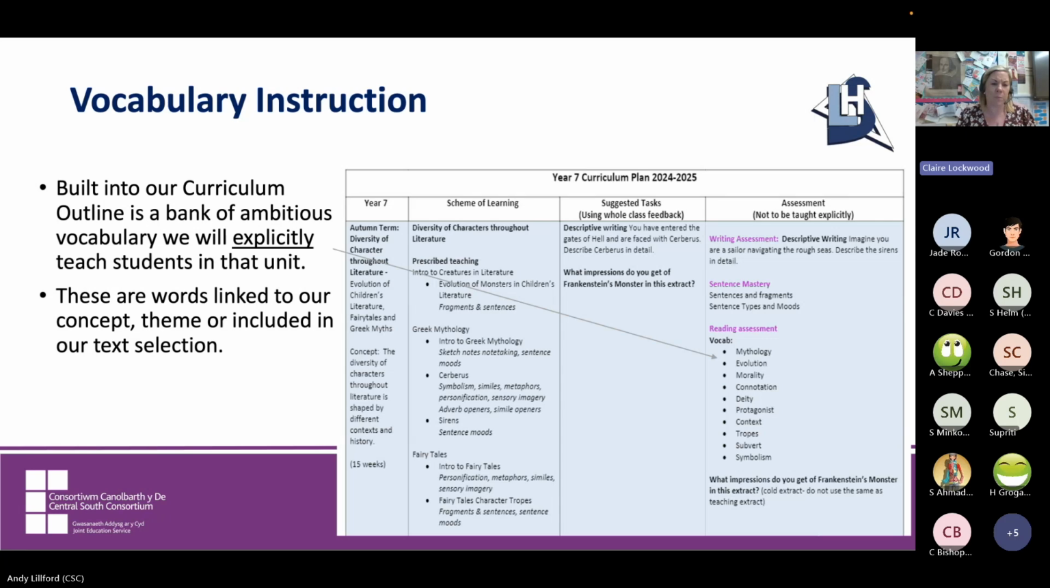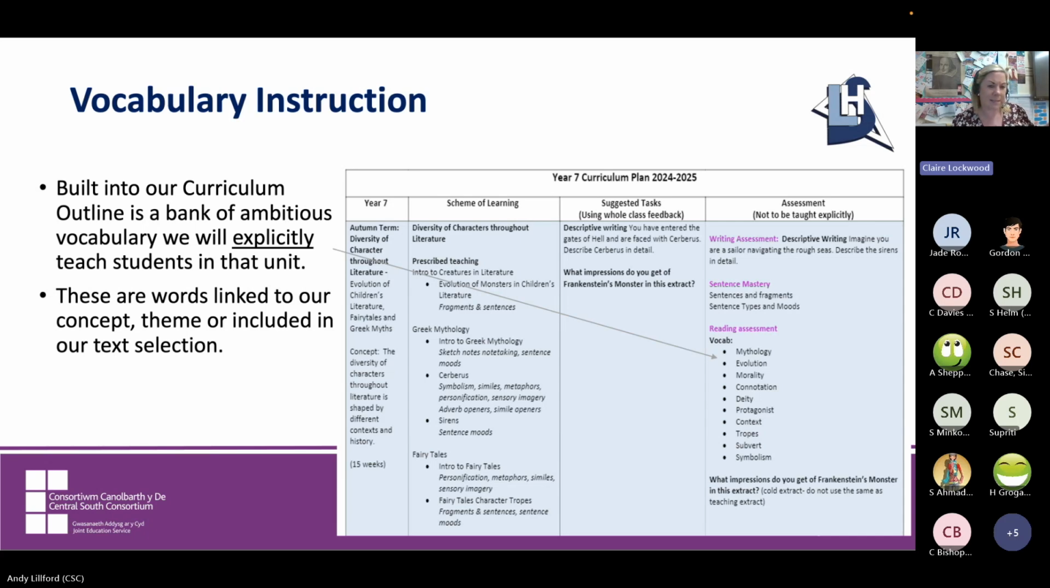And within that, we also explicitly teach the vocabulary that we think the students could benefit from learning alongside the scheme of learning that they're being taught. This is one of the lists here from year 7, and it's relevant to the scheme, and they get taught this vocabulary and are also assessed on it.